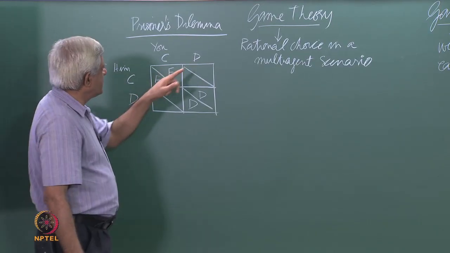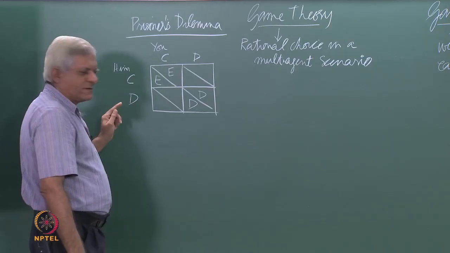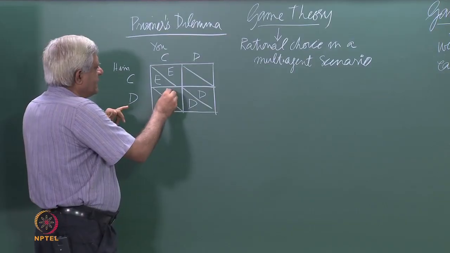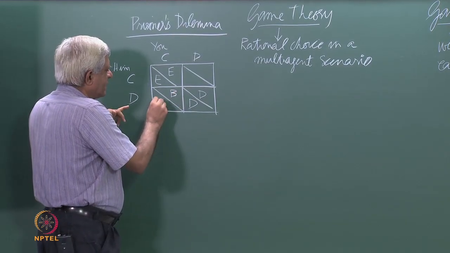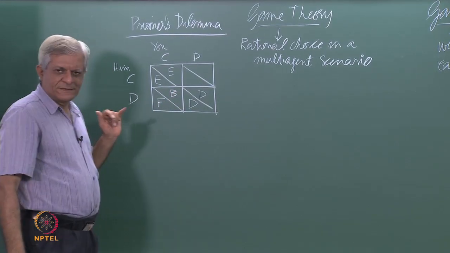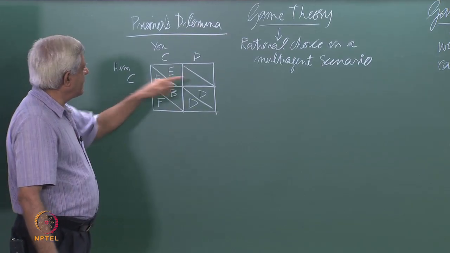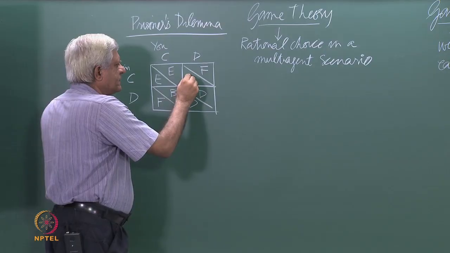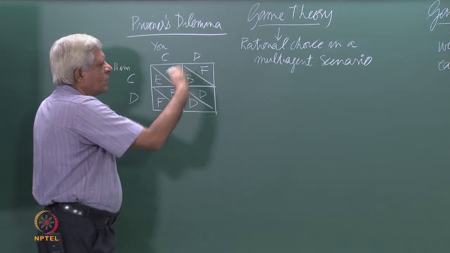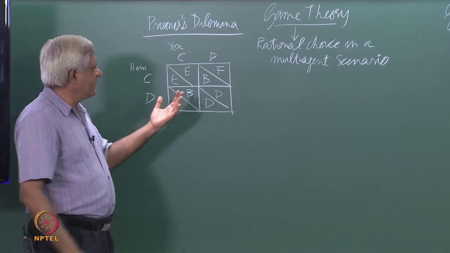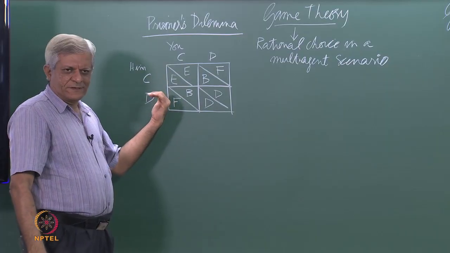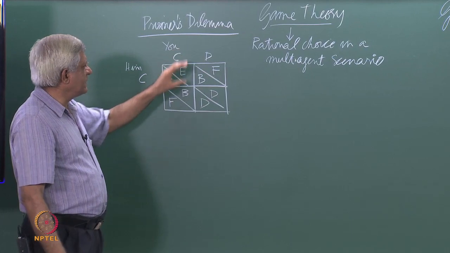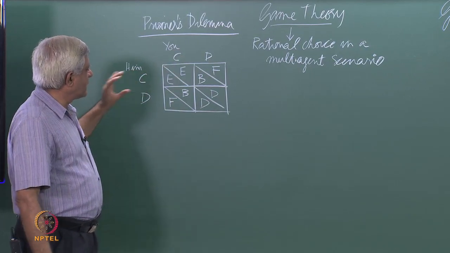Now, if you confess and the opponent, if you want to call the person opponent, denies, then let us say you get a B grade and the opponent gets an F grade. Likewise, if you deny and the opponent confesses, then you get an F and the opponent gets a B grade. So, the top right corner is your grade, the bottom left corner is the other person's grade, and these are the four possible situations: you confess or you deny, the opponent confesses or the opponent denies.